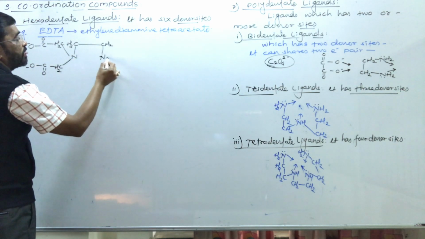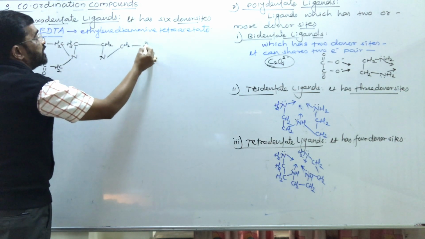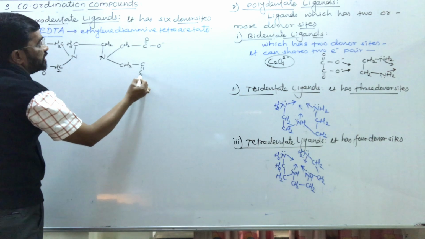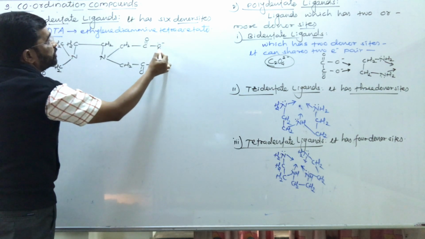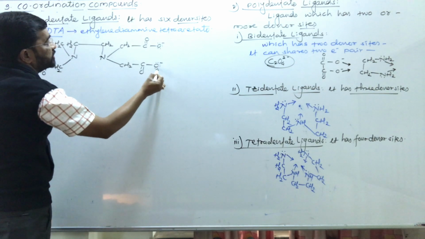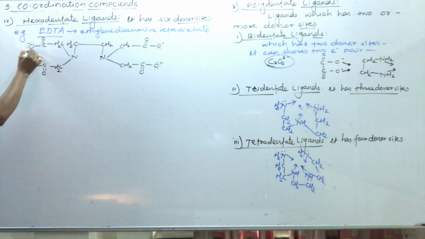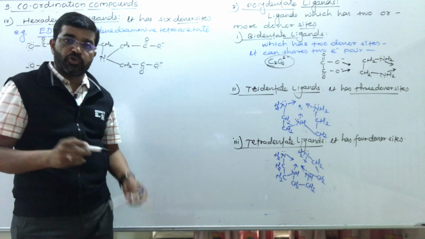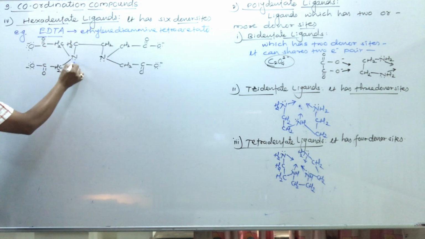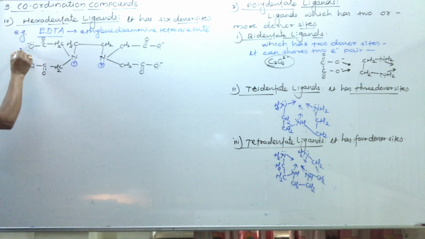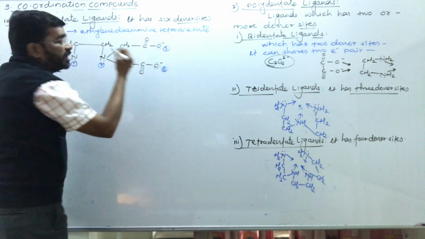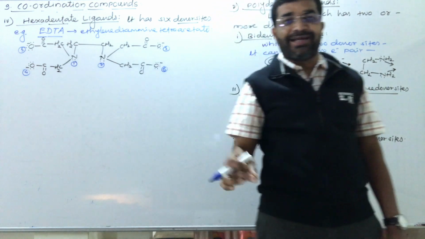Same way here also CH2, C double bond O minus, here CH2, C double bond O minus, which have lone pairs of electrons. Here also 3 lone pairs of electrons, and here a lone pair of electrons on nitrogen. Now I am showing you the number of donor sites: this is 1, here 2, here 3, here 4, here 5, and here 6. There are 6 donor sites.